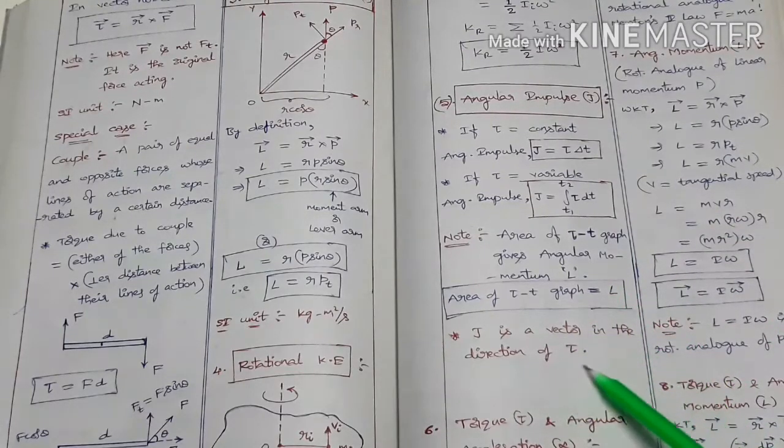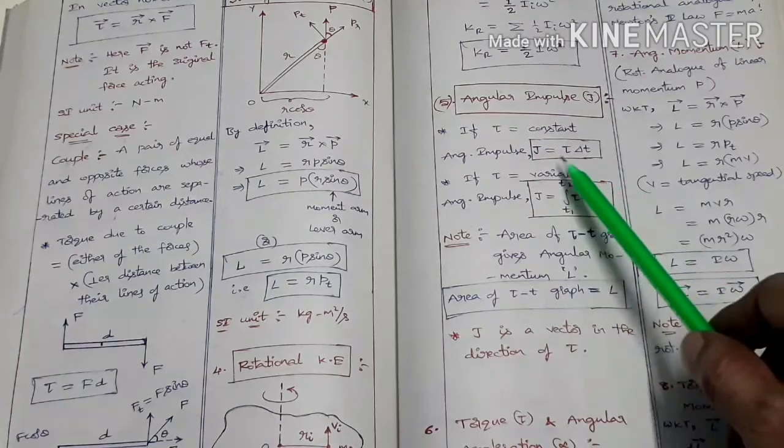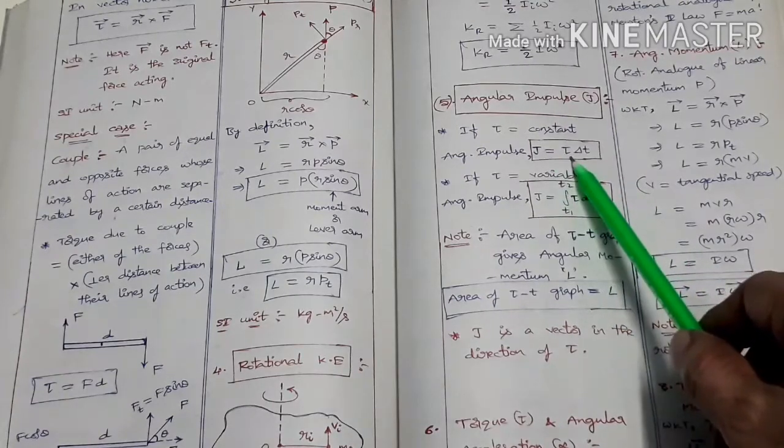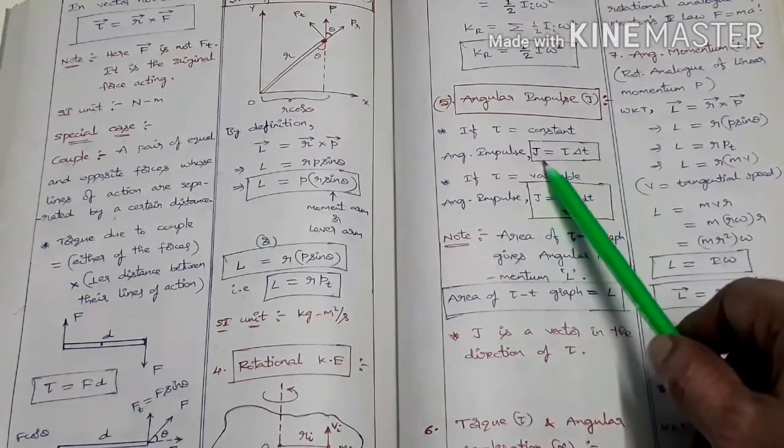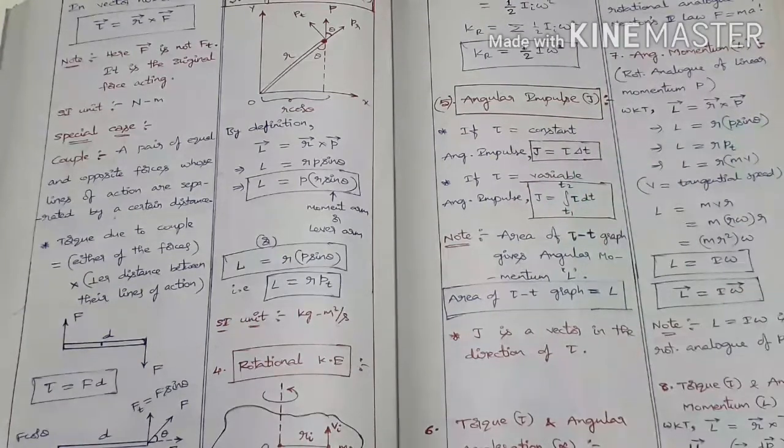J is a vector in the direction of tau, because torque is a vector quantity and delta T is a scalar quantity. Therefore, J bar equal to delta T into tau bar. So it is in the direction of tau bar.